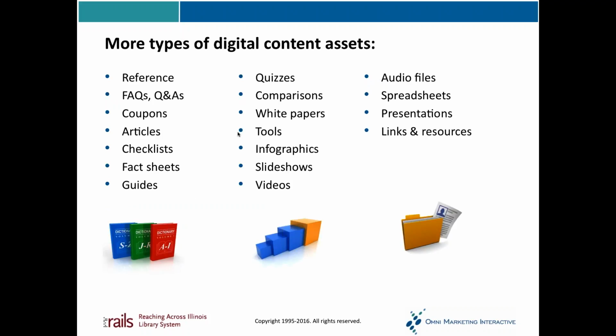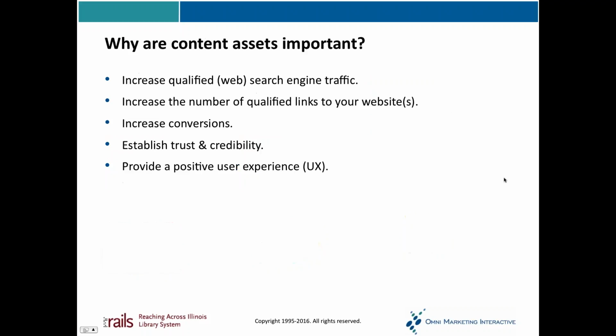This is a list of different types of digital content assets. I don't want this list to intimidate you because a library site certainly wouldn't have all these types of links. Like you might not have coupons, but you might have guides. I think library sites should have guides, FAQs or Q&As, a reference section to help people understand terminology in a layperson's language. I think slideshows and presentations are all good things that you could put on a library website.